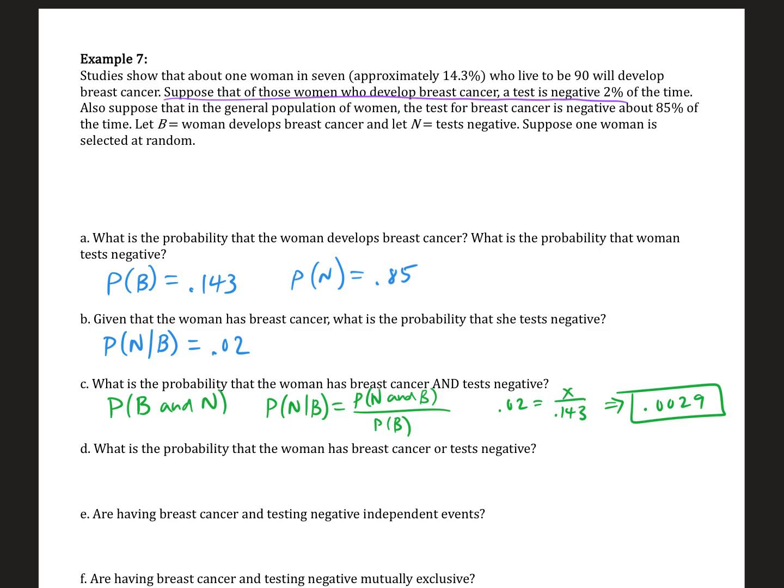Does that make sense? Yeah, but what part of C tells you that you're using that and not the 85%? Because 85% is just the probability that they have a negative test, whether they have breast cancer or not. Right. And so I'm looking for both. Okay. What is the probability that a woman has breast cancer or tests negative? So probability of B or N equals probability of B plus probability of N minus probability of both.